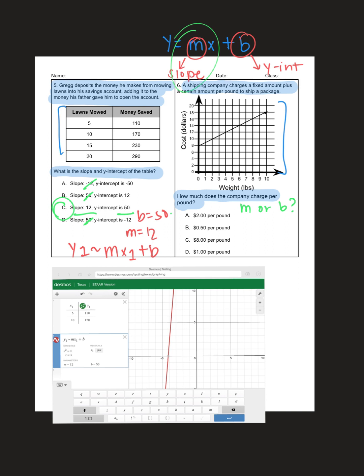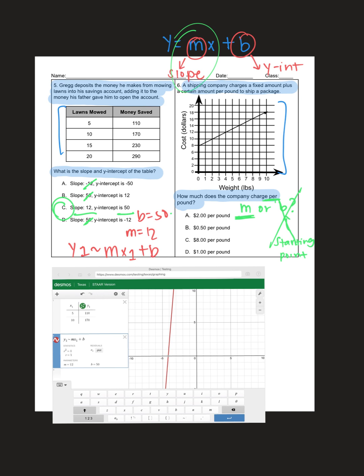So remember that slope is the number that repeats. It's the one that happens over and over and over. It also gives me a keyword of per right here. Whenever I see per, I know that it's going to be slope. Rate of change, per, each, every, all of those mean slope. b is the starting point, how much I start with. So it didn't say how much did the company charge in the beginning, it just said what is a charge per pound. So I'm not looking for b, at least not in this case.